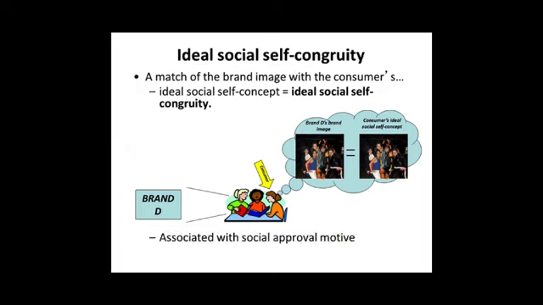And that would lead to the image congruity effect, assuming she is driven by the social approval motive, the desire to achieve that ideal social self-concept. Those are the 4 types of self-congruity, which are related to the 4 different self-concept motives.